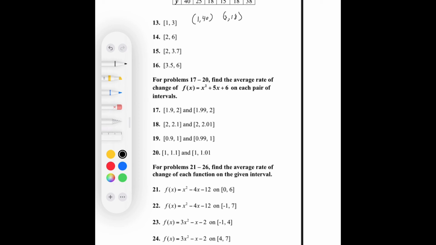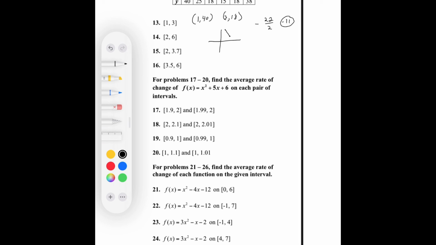And so if you plotted these, 1, 40 and 3, 18, this will give me a negative slope. The rise distance would be 22, so -22. The run would be 2, which that's -11. So that's what you're doing on 13 through 16.